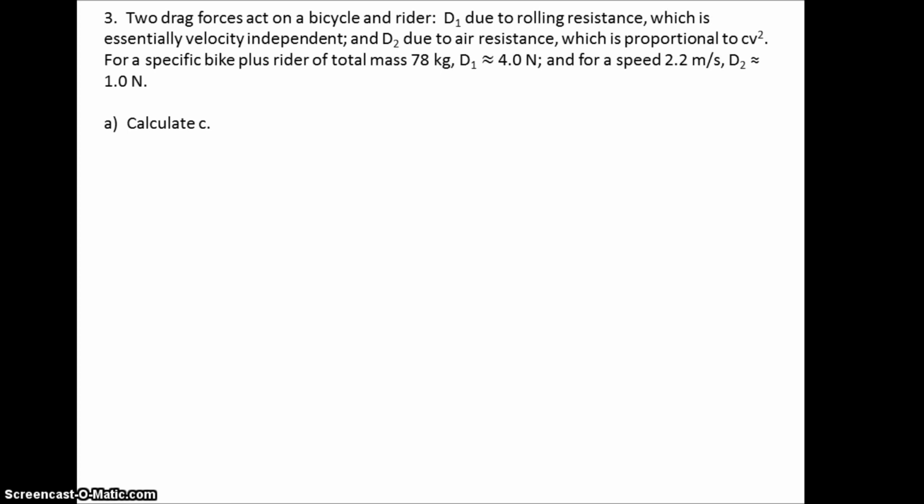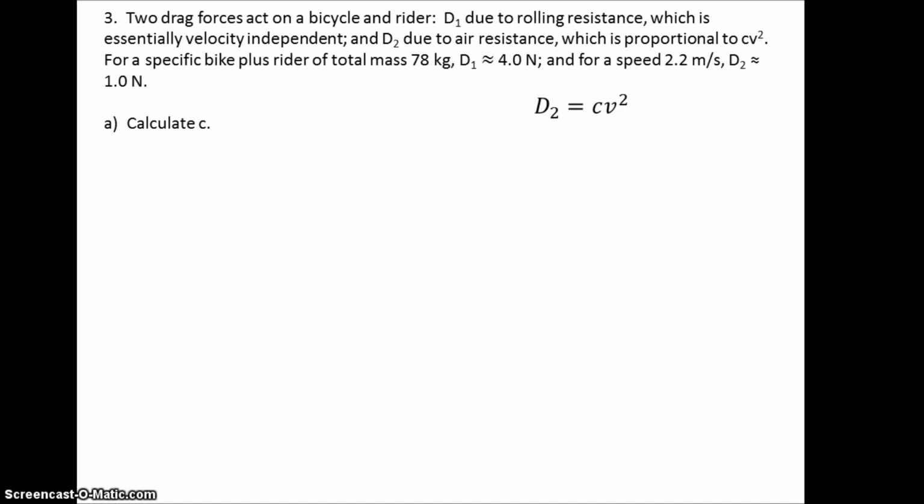Two drag forces act on a bicycle and rider. D1 due to rolling resistance, which is essentially velocity independent. That's the kind of stuff that we've looked at already before this unit. And D2 due to air resistance, which is proportional to cv squared. For a specific bike plus rider of total mass 78 kilograms, D1 is approximately 4 newtons, and that's not velocity dependent. It's constant. And for a speed of 2.2 meters per second, the second drag force is about 1 newton. Calculate c.